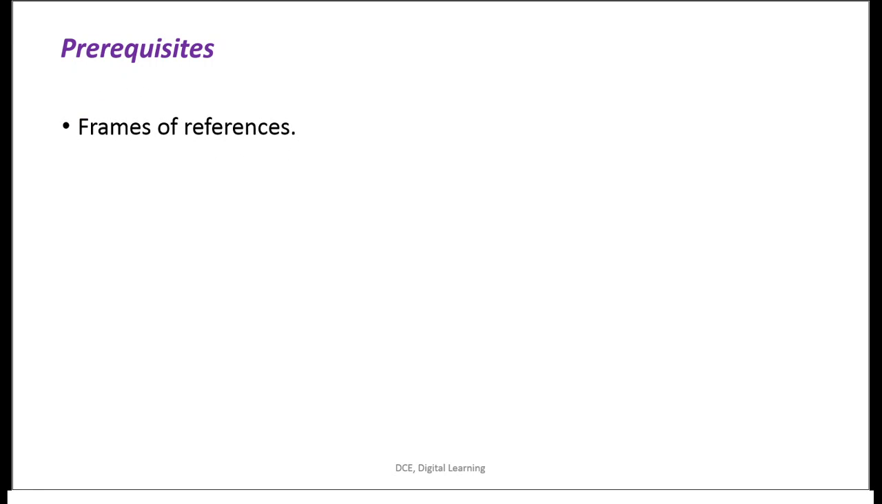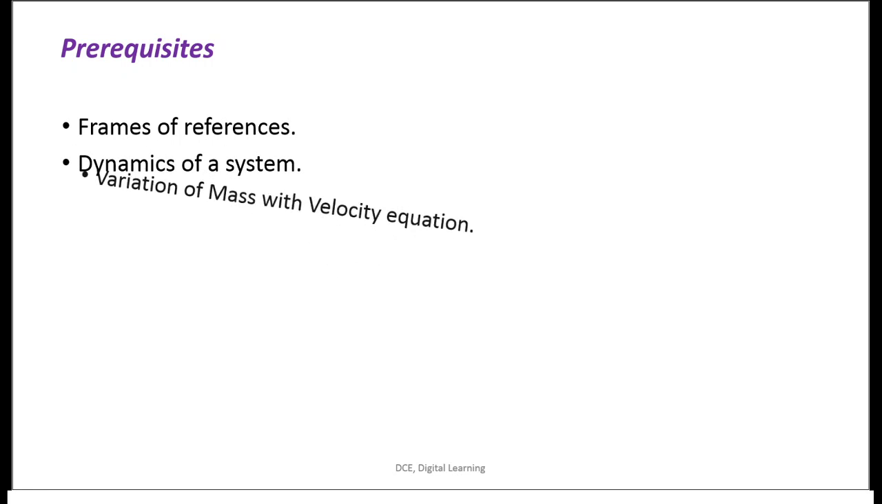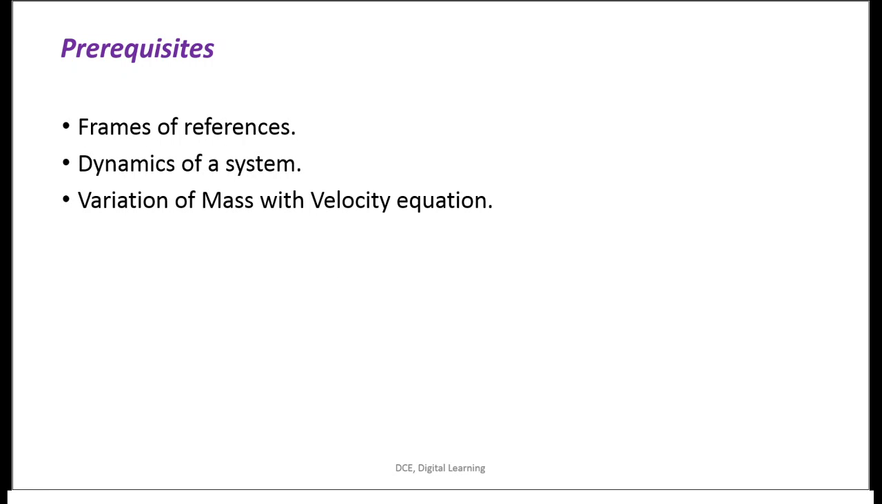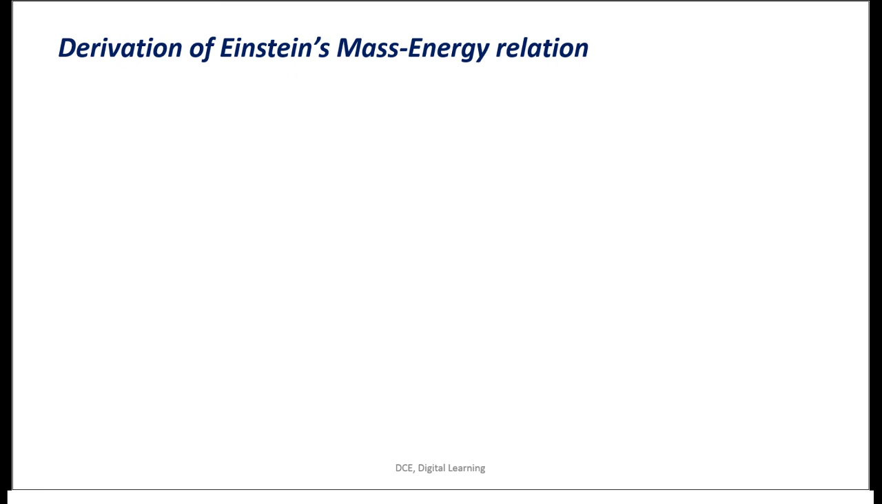The things we require before going to this session are frames of reference, dynamics of the system, and variation of mass with velocity, that is m is equal to m naught by square root of 1 minus v square by c square. That is, mass is not an absolute thing. The mass of a particle varies according to the velocity of the particle. So here we are going to derive Einstein's mass energy relation.